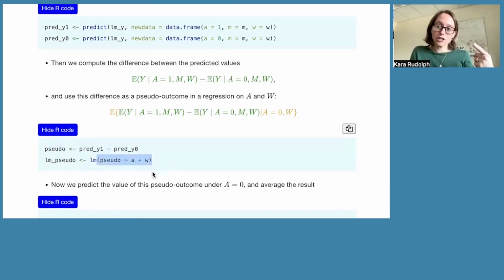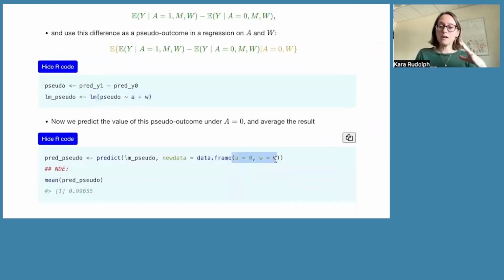Now we're going to generate predictions from that regression, setting A equal to 0. So we have our new data frame where we're setting A equal to 0. We're generating predictions from that, pred pseudo, and we're taking our final outer expectation, which is just a mean. Here we go, and we're getting an estimate very close to 1. So this looks very similar to what we had before. We're still estimating that this direct effect is equal to 1. In this case, the natural direct effect looks to be essentially equal to the control direct effect.